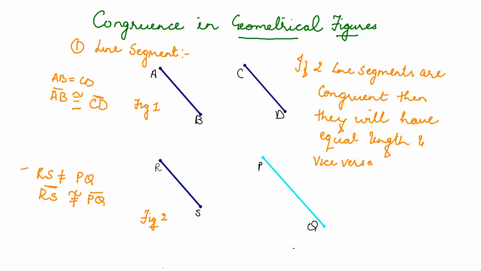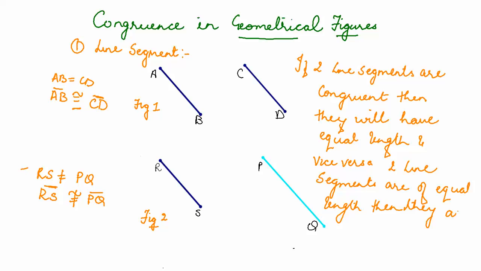If you are told that the two line segments are of equal length, then they will be congruent to each other. So both the cases hold true.